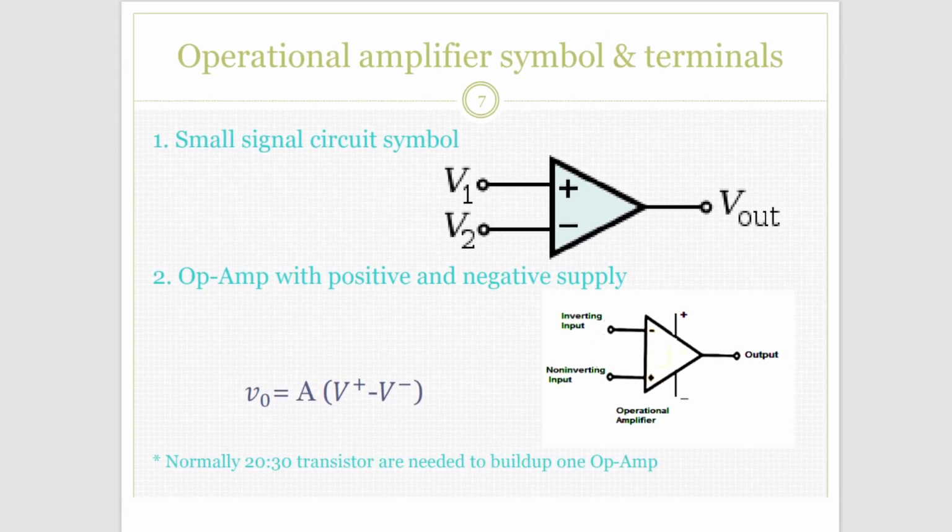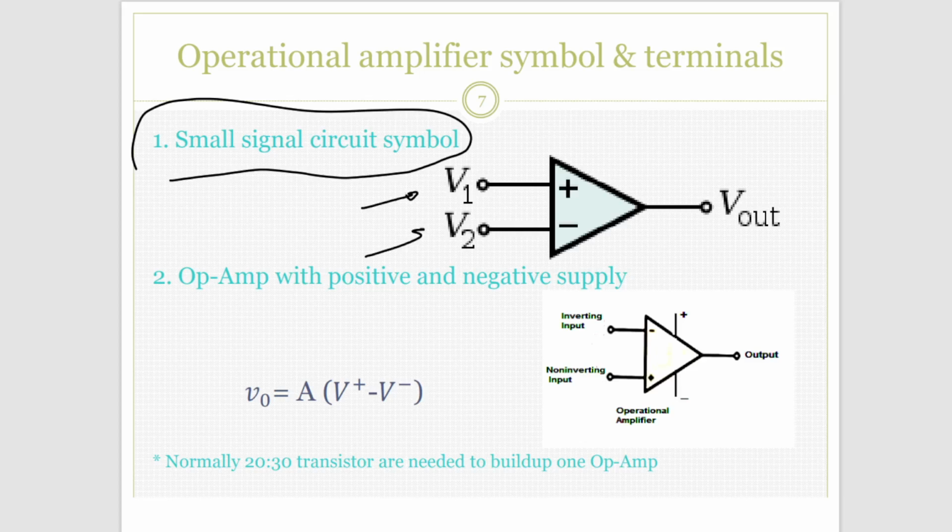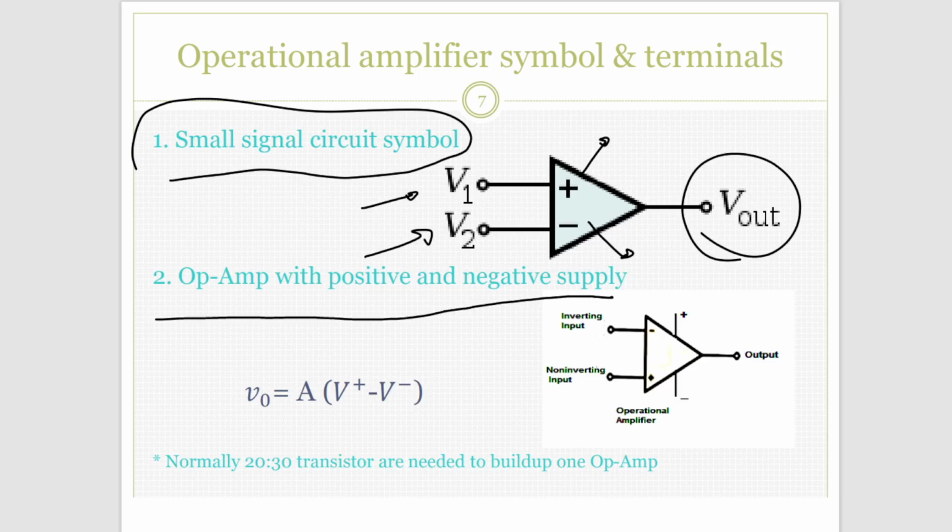So, the operational amplifier symbol and terminals. First, we have the small signal circuit symbol. This is the symbol of the operational amplifier. It is a very simple symbol. Right here we have the two inputs, V1 and V2, and the output. The plus means that this is a non-inverting input, and the minus means that this is an inverting input. As you can see, the operational amplifier has a positive and negative supply right here.